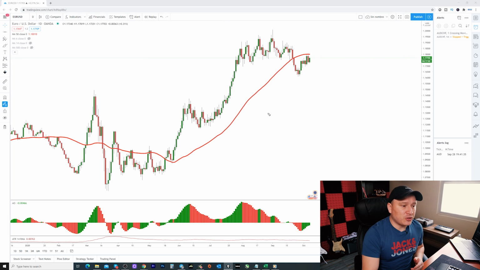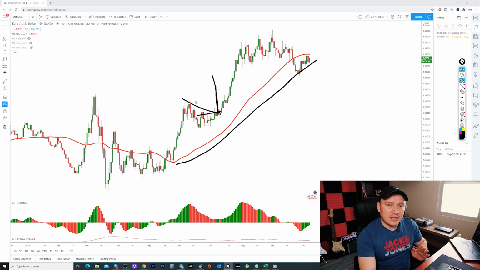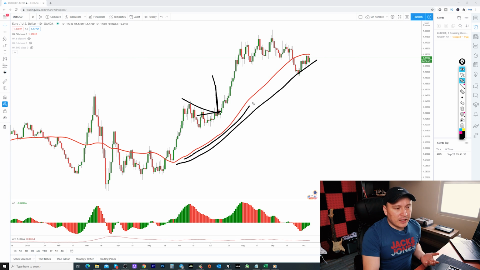How do you identify the trend? This is a 50 moving average. The red line that you see right here is a 50 moving average. So what you need to do is see if the moving average is below the candlesticks. If the moving average on the period of 50 is below the candlesticks, then that means it's going up. Obviously, right now the line is going up.